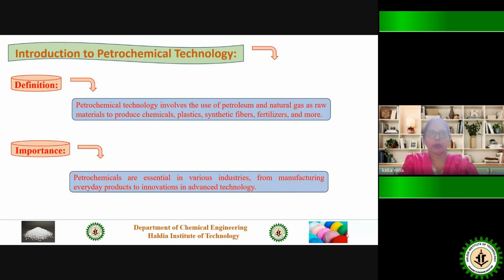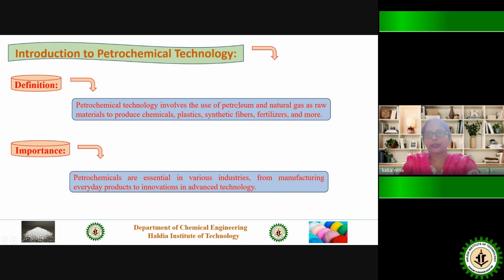Firstly, we should know what petrochemical technology is. Petrochemical technology involves the use of petroleum and natural gas as raw material to produce chemicals, plastics, synthetic fibers, fertilizers, and many more. Now, I want to draw your concentration to this word, petroleum. What is petroleum? We just break the word into petro and oleum. Petro means rock and oleum means oil. So the oil derived from the rock is known as petroleum.